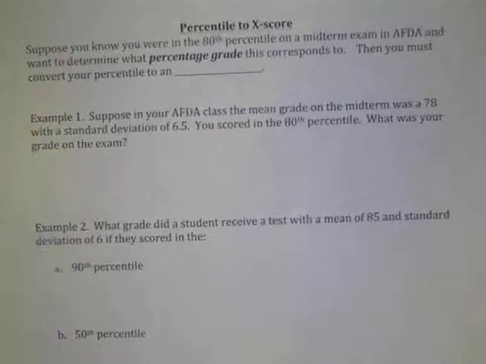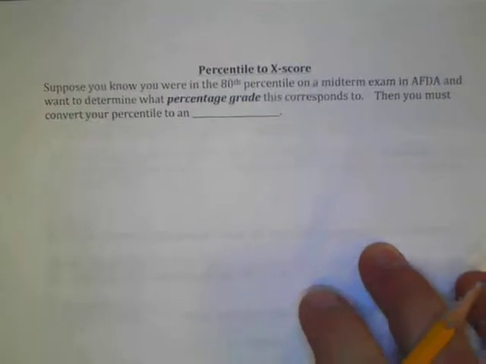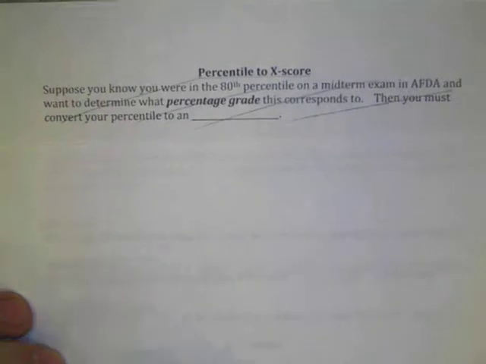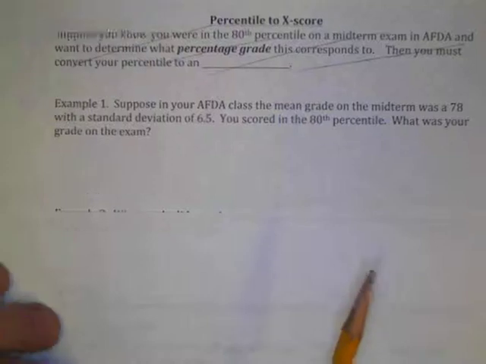All right. So what we're going to do now is do a percent to an X score. So we're going to start with a percent, and we're going to actually find an X value. So we're not even going to worry about talking about z-scores. We can cross this out. So let's go ahead and work on example 1.